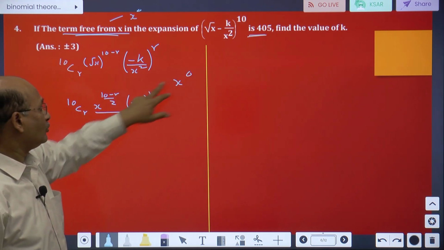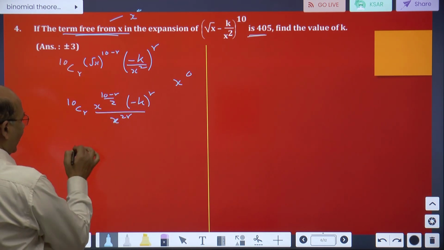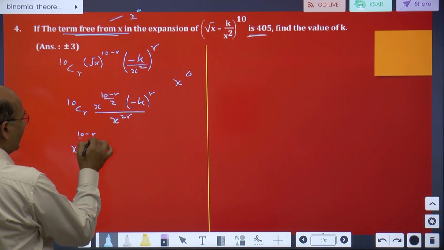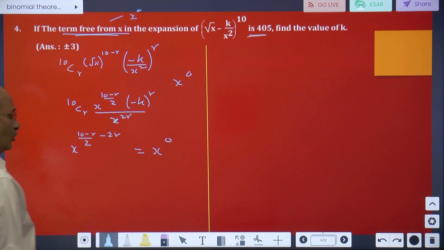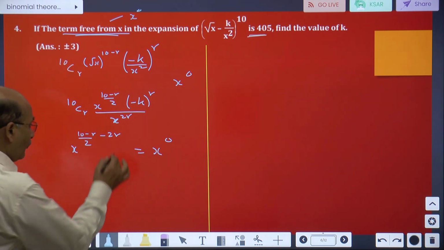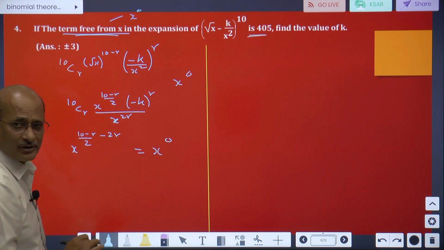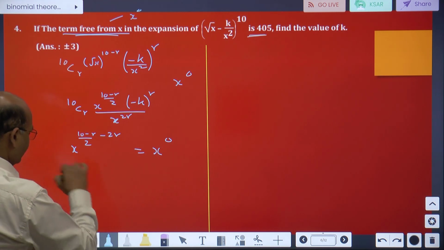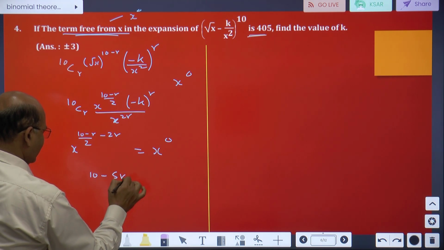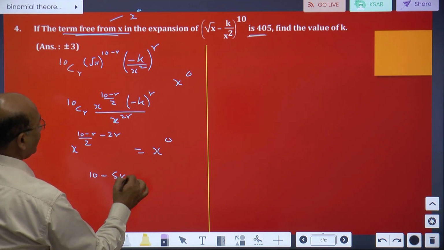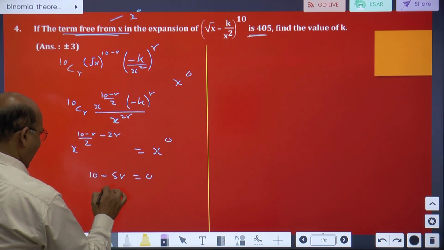Remember, to make x raised to 0, what will be the value of r that you have to find? So you consider the x term here. So x raised to (10 minus r) upon 2. This 2r will go up, this will become minus 2r, and this will be x raised to 0. Because you have to find the value of r for which this calculation will become 0. So if I solve this out, this will become 10 minus 5r, equal to 0 if I equate it. So r will be equal to 2.